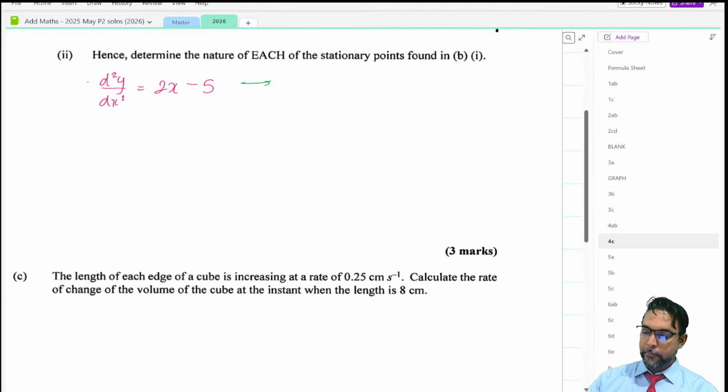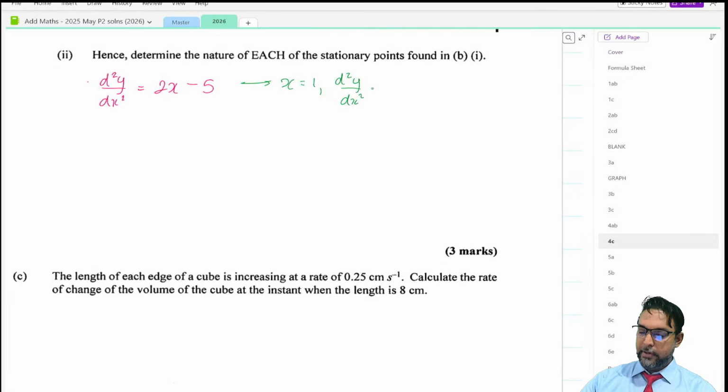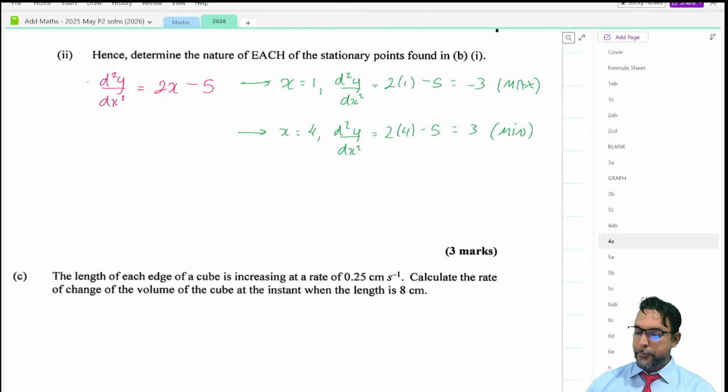Cool. So when x is equal to 1, the value of the second derivative is 2 by 1, which is 2 minus 5 will give us minus 3. And then when x equals 4, d2y is 2 by 4 minus 5. Right, so here we have a maximum where the second differential coefficient is negative, and here we have a minimum. Yeah? Okay.